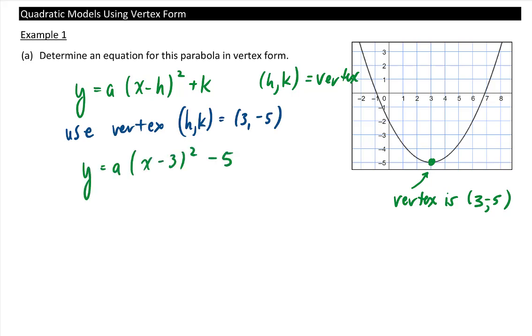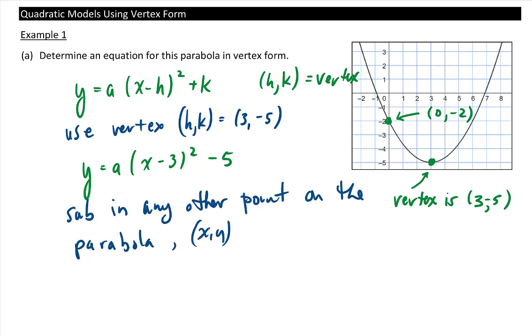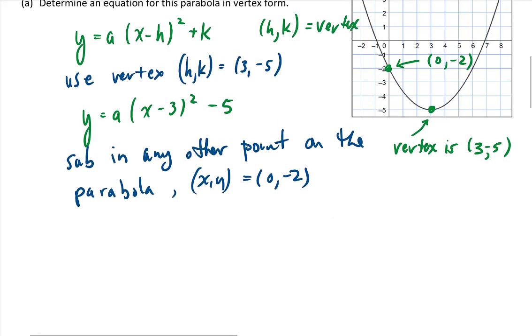Next, we need to sub in any other point on the graph. So let's say we take the y-intercept. So this point here, we're going to take as (0, -2). So our second step is to sub in any other point. And we're going to sub this point in for x and y in order to determine the a value, the stretch or the compression factor.